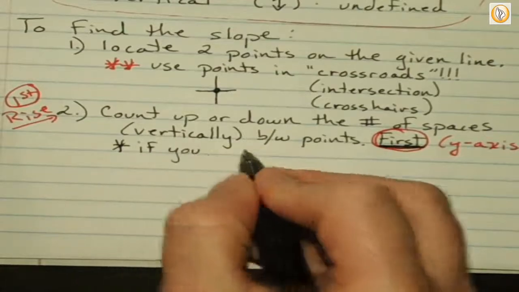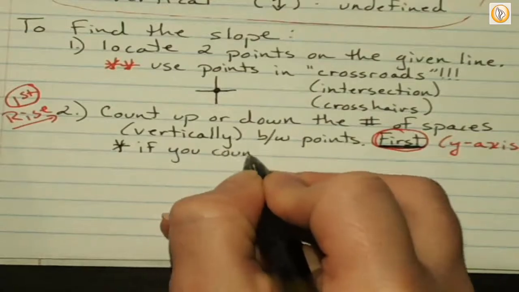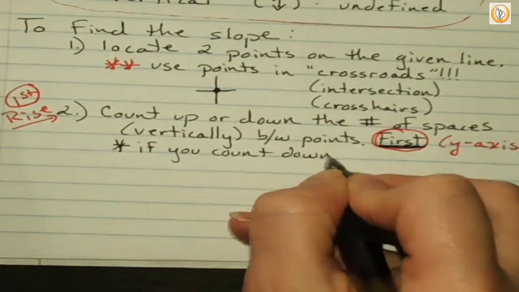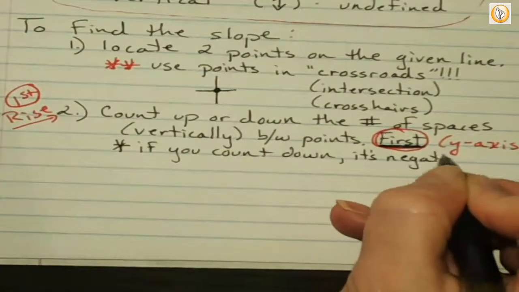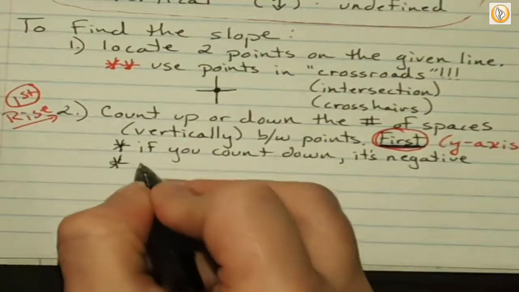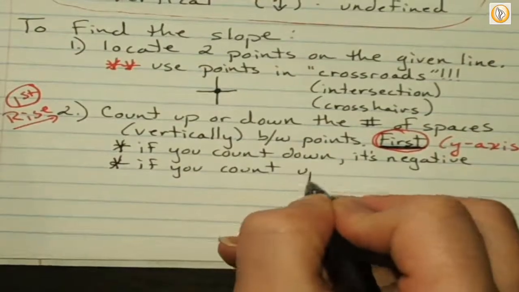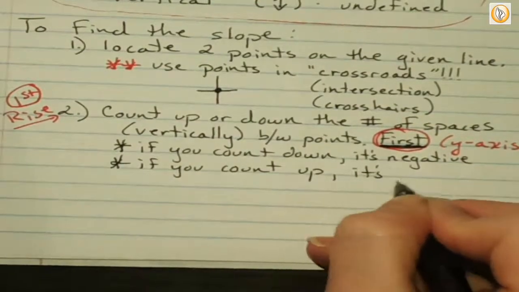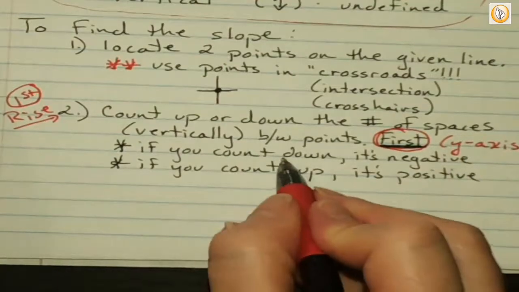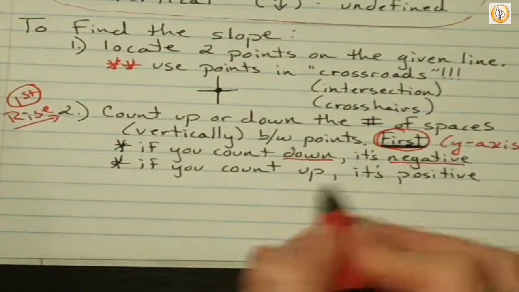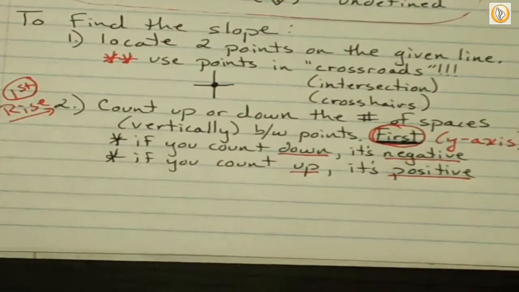If you count down, it's negative. If you count up, it's positive. Down is negative, up is positive. Make sure your notes are nice and neat.